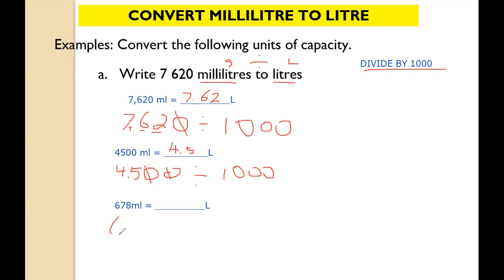Next one, we have 678 ml. 678 divided by 1,000, what do you think is the answer? We don't have a 0, so we move 1, 2, 3, and the decimal will be there. So 0.678 liters. You move the decimal 3 places.